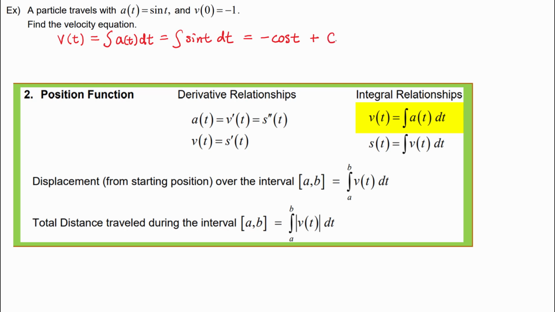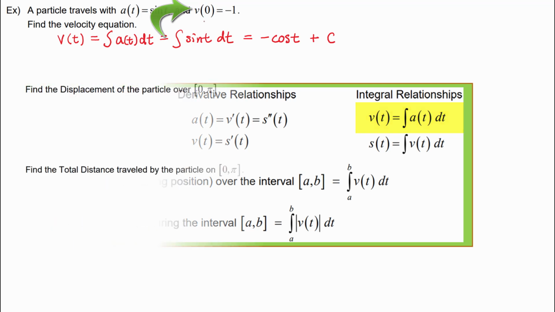Now, how am I going to find the c? From the initial value of the velocity, the fact that v of 0 equals negative 1.